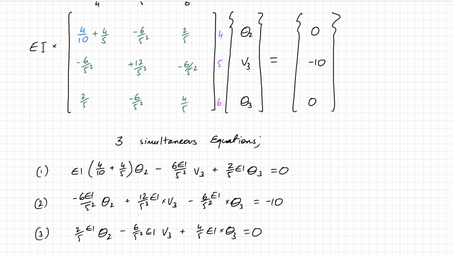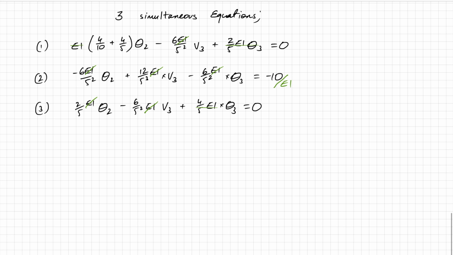I'll do that here explicitly, but obviously if you have other methods, you're welcome to use them. So the first thing I'm going to do is divide the first equation, the third equation, and also the second equation by EI. Just in the second equation I do need to remember to divide the minus 10 by EI. Now I'm going to subtract equation 3 from equation 1.